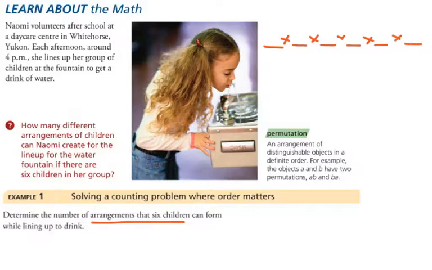We have 6 children who could be in the first spot in line. We can't repeat children, so little Billy or little Janie could not line up in the first and second spot. So we have 5 who could line up in the second spot, 4, 3, 2, and 1 for the last spot. But as we can see, this is actually the definition of 6 factorial.